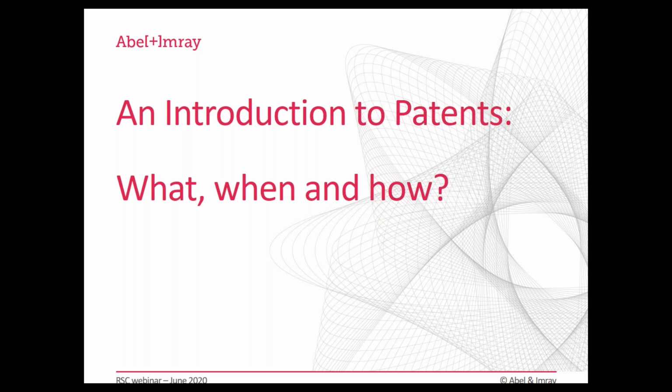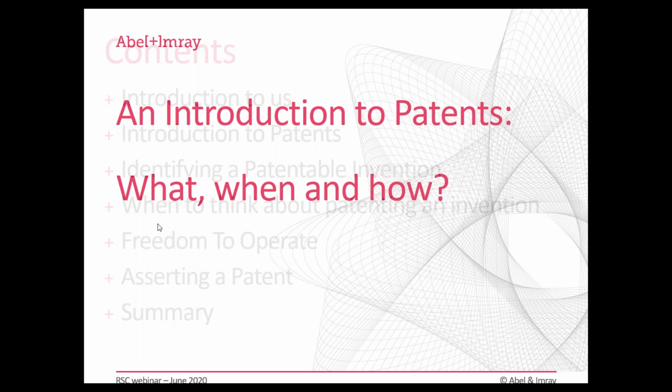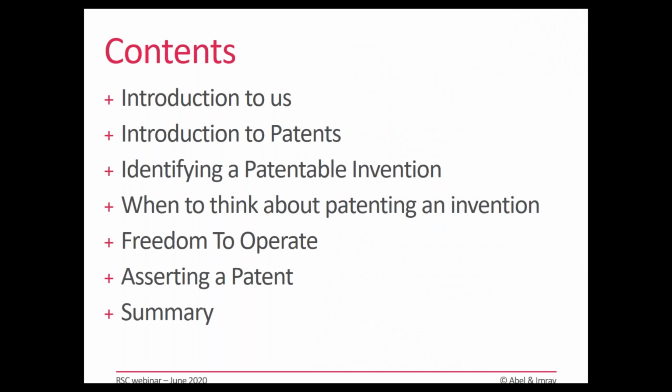So in our talk, we're going to just give a little bit of an overview of what we're going to cover. We'll start with some introductions, so us, and then a bit of background on patents before we move on to using a bit of a case study on how to identify a patentable invention, using that to think about when you'd be thinking about patenting, before finishing off with a few comments on freedom to operate and what you'd be thinking about in asserting your own patents. We'll have a quick summary and then hopefully a chance for some questions at the end.